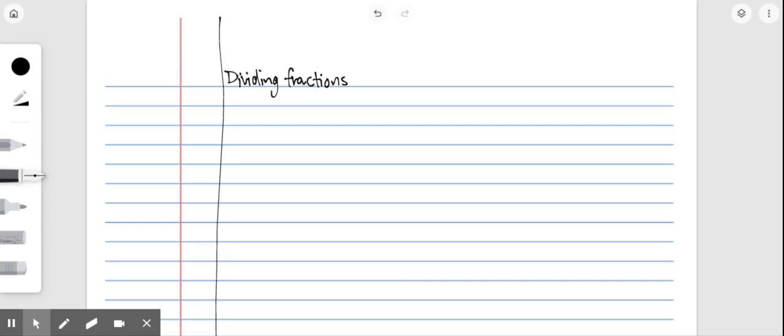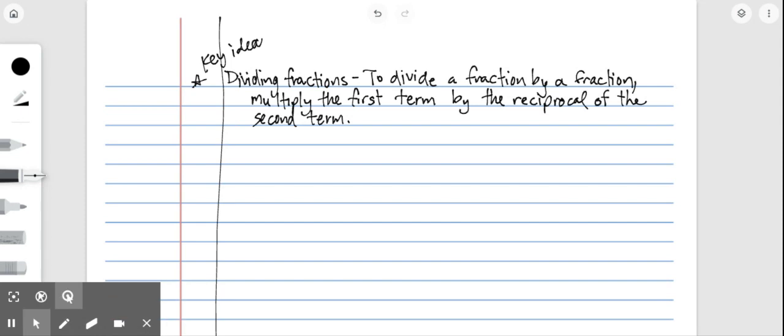All right, so now we're going to talk about dividing fractions. So if we're dividing fractions, we need to know about the reciprocal, because when you divide fractions, you use the reciprocal and then you multiply with it. So here's our key idea. The key idea is if you want to divide a fraction by a fraction, you multiply the first term by the reciprocal of the second term.